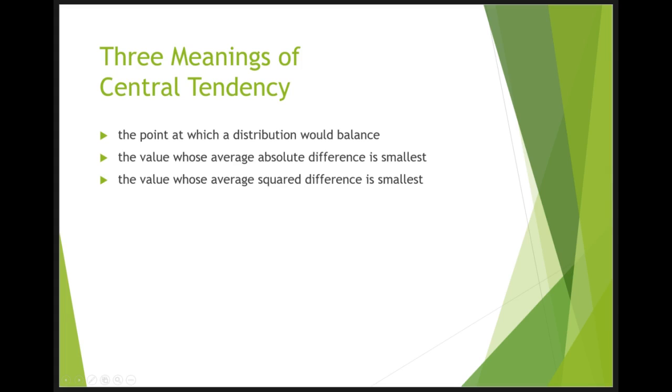I'm going to take a look at median and mean. So in this section where we discussed central tendency, we talked about three ways to define the center of a distribution. One way is to define the center of a distribution by finding the balance point of the distribution. The second definition is the value whose average absolute difference from all the other values is smallest. And the third was the value whose average squared difference from all the other values is smallest.